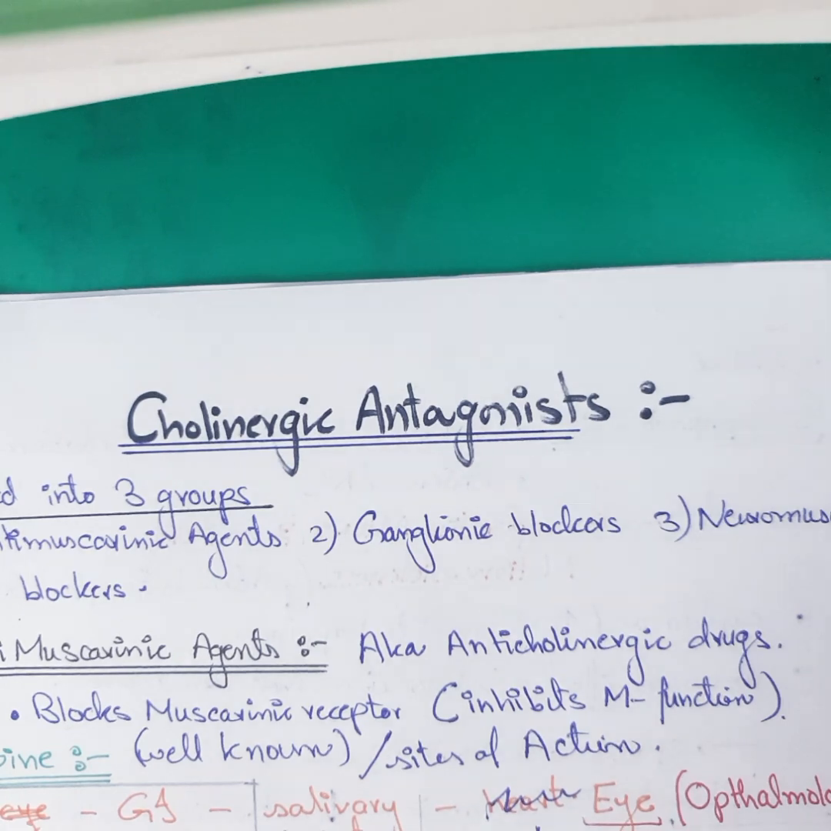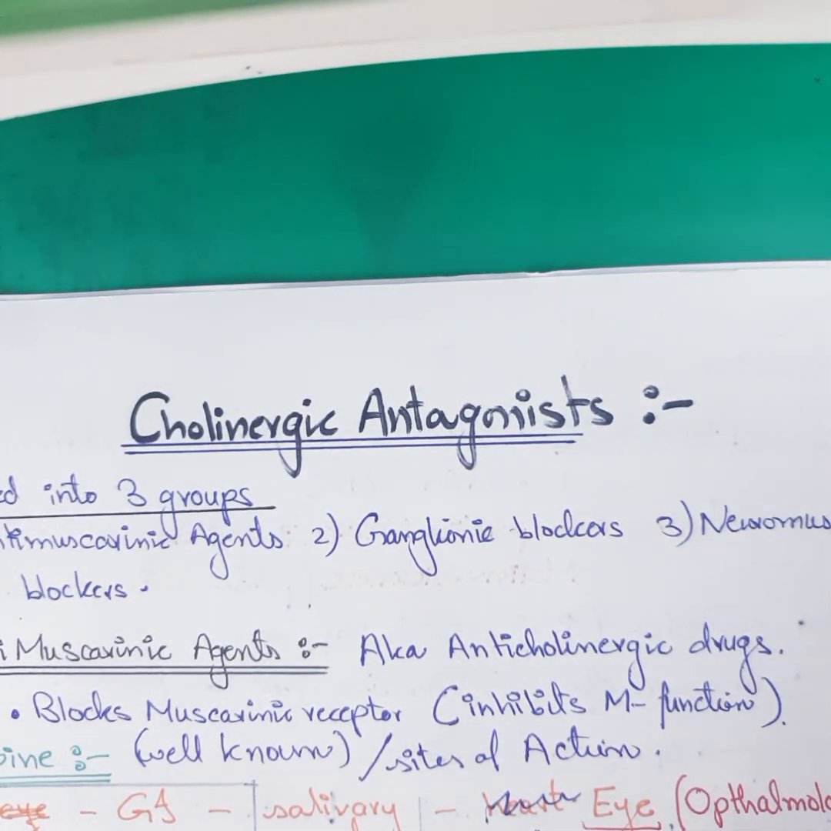The most common agents that belong to the cholinergic antagonists are the antimuscarinic agents, which act on the muscarinic receptors and block them. Another agent we have is the neuromuscular blockers. The neuromuscular blocker most widely still used in clinical practice is succinylcholine. The third one is the ganglionic blockers, and the only one that belongs to the ganglionic blockers is nicotine. We will discuss that in this video.